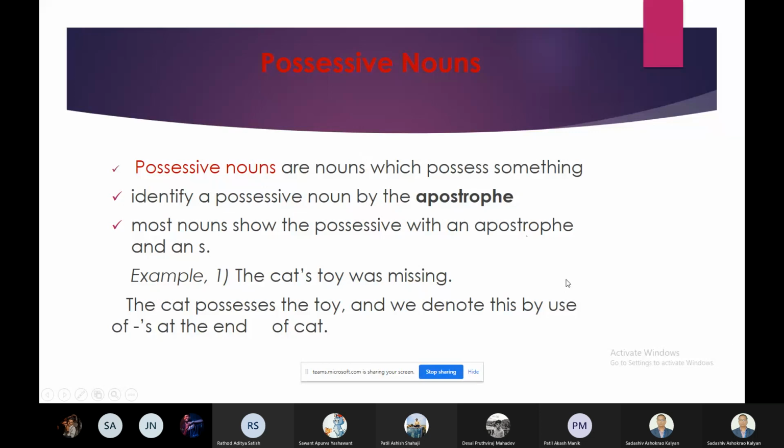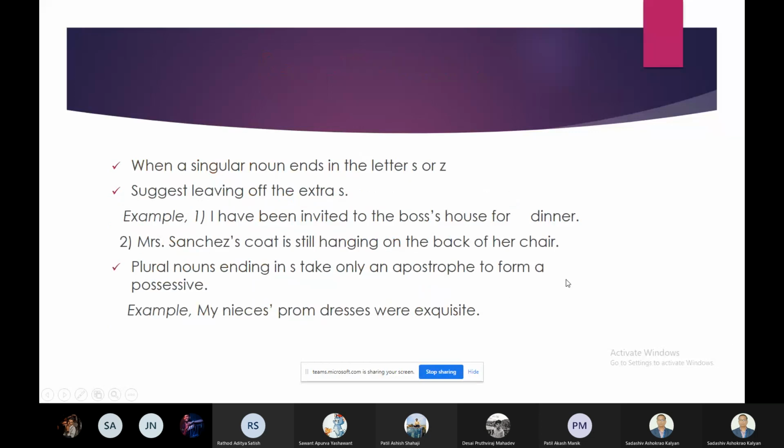Then we have some rules given related to the apostrophe. When a singular noun ends in the letters s or z, at that time we suggest leaving off the extra s. I have been invited to the boss' house for dinner. Like this in this example, we also have another example: Mrs.